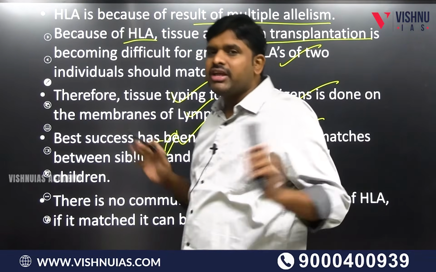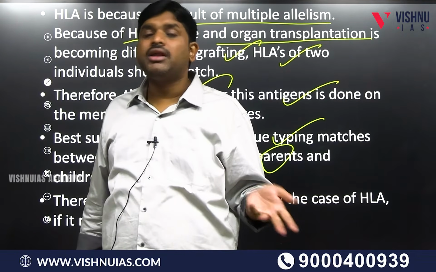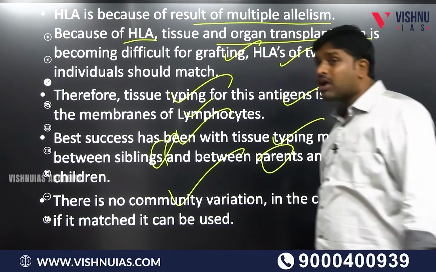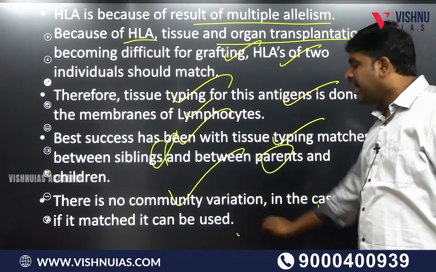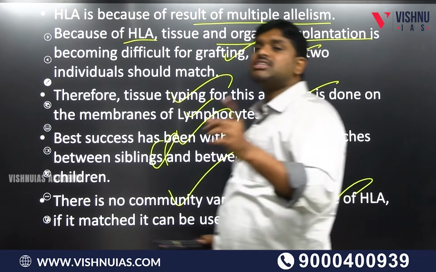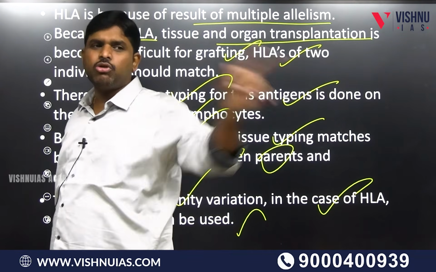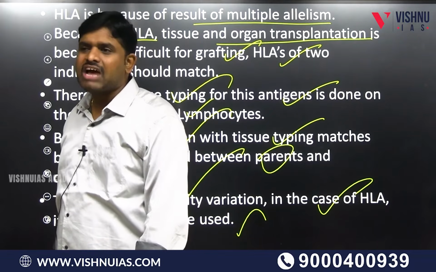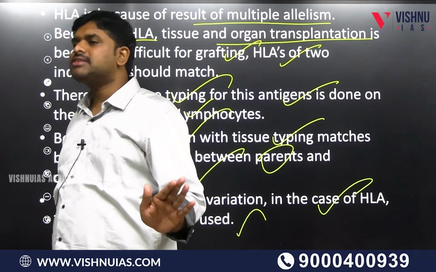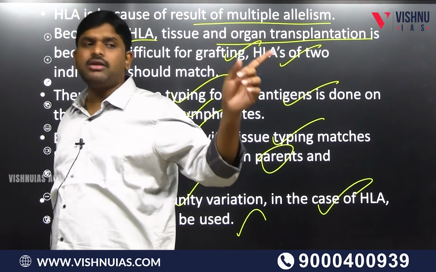Means there is no community variation, there is individual variation. Sometimes matching will happen, sometimes it will not. Matching mostly happens between siblings or between parents and children. There is no community variation. In the case of HLA, if it is matched, it can be used. If it is not matched, it cannot be used. So HLA is nothing but a genetic marker, because of chromosome number 6. If your HLA and my HLA are matching, then only we can go for transplantation or grafting. This HLA compatibility is most frequent in siblings or in parents and children. The HLA frequency is individual variation but not community.